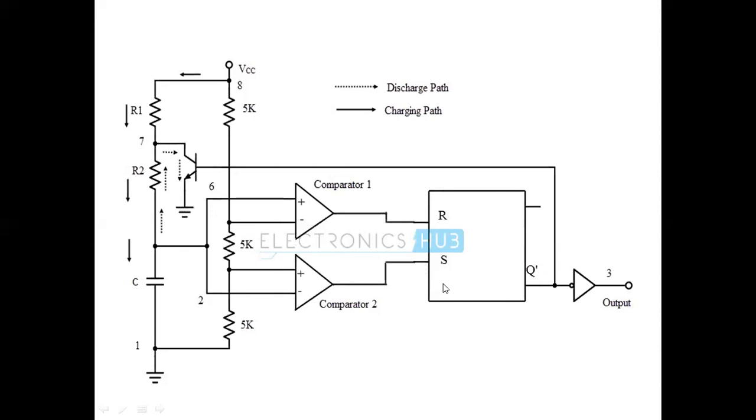And here we are using an RS flip-flop. The RS flip-flop output is Q and Q bar, and here we have an inverter. The output of the inverter is pin 3, and here we have a transistor which is connected to the external components which we are connecting to the IC555. So we have 3 components, R1, R2, and C, or RA, RB, and C. These three components are connected externally to the IC555 timer.